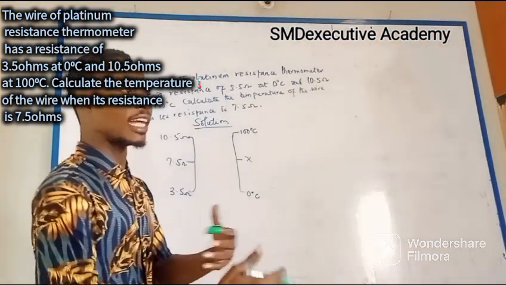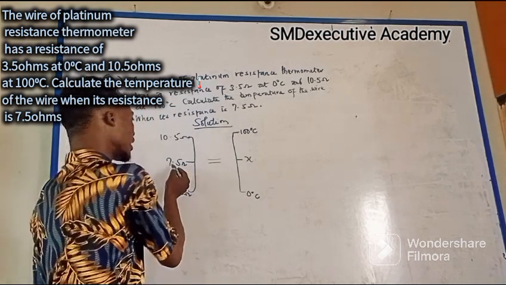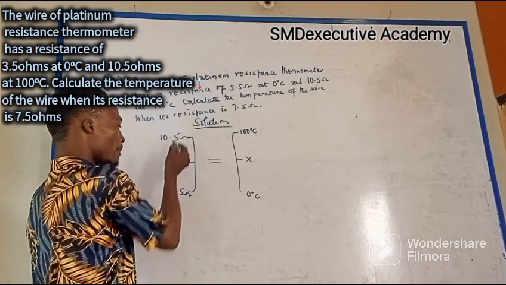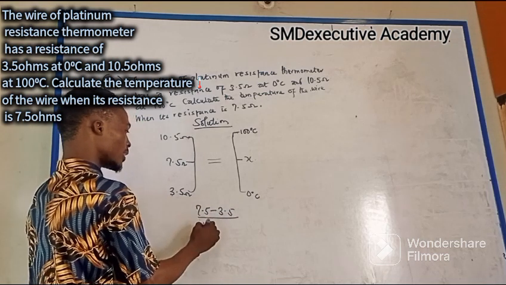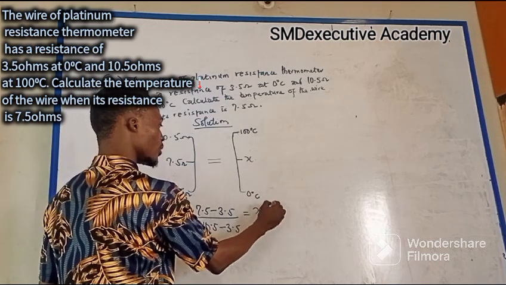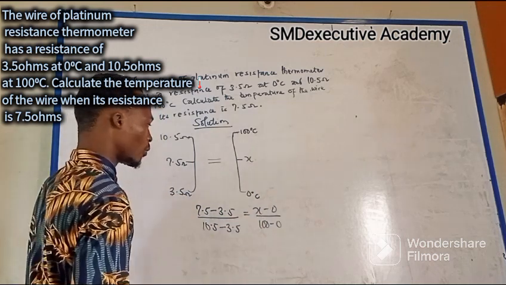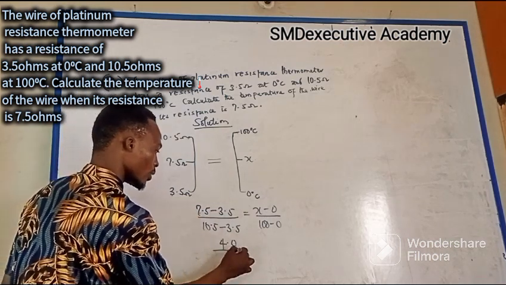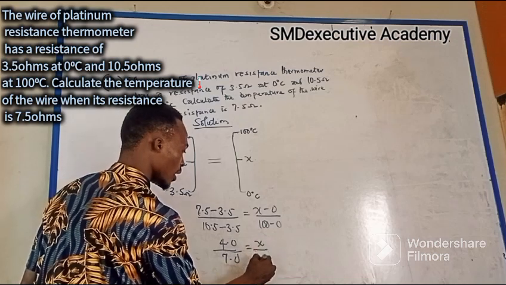Imagine that temperature is x. Then we equalize the result. We make it like this: 7.5 ohms minus 3.5 ohms over 10.5 ohms minus 3.5 ohms. That becomes (7.5 minus 3.5) over (10.5 minus 3.5) equals (x minus 0) over (100 minus 0). So with this, we already have what we are doing clear. 7.5 minus 3.5 gives us 4.0, over 10.5 minus 3.5, which gives us 7.0, equal to x over 100.